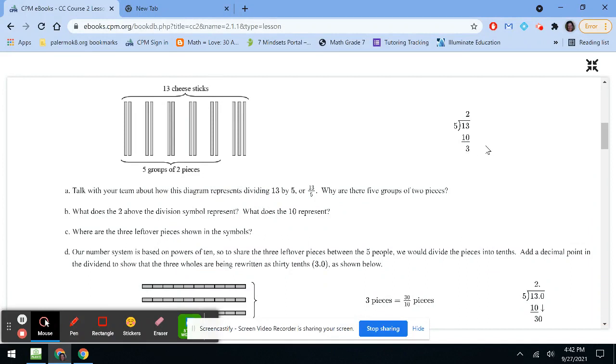That's where he's at. So I have, in my 5 groups, I have 2 in each of those, and that's where my total number of whole cheese sticks are. I subtract that from the total cheese sticks to begin with, and I'm left with those 3 leftover pieces.